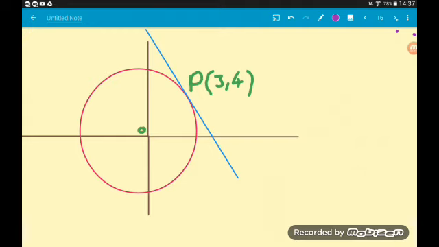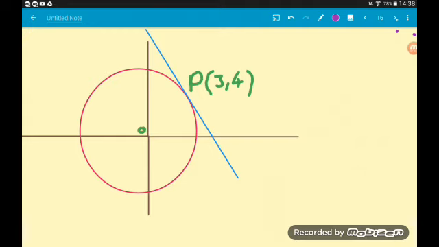Well, first of all, I'll explain the setup to you. So here we have a circle, centre the point O, which has coordinates 0, 0. We've then got a tangent, which is our blue line here, which hits the circle at this point P with coordinates 3, 4. So our mission is to find the equation of the blue line. How do we do that?